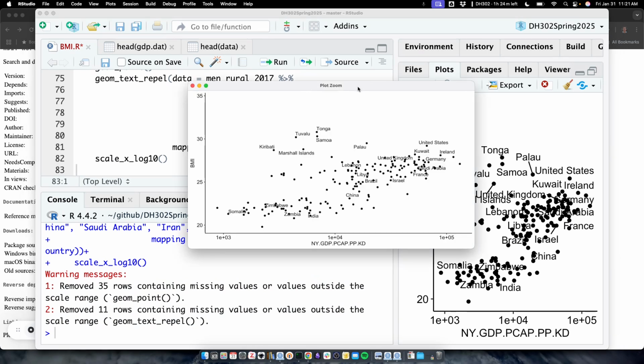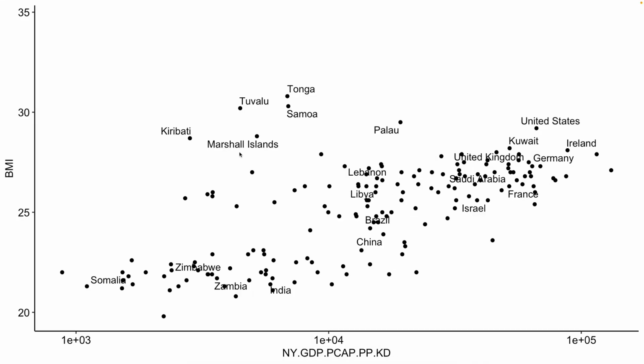I also decided to highlight some countries based on what I thought would be interesting to see. So what you see here is the United States, all the way up here. This is again GDP adjusted for all things that you would want to adjust it for. This is China, this is India, and this is Somalia, Zimbabwe, Zambia. Right? So what conclusions do you draw from this plot?